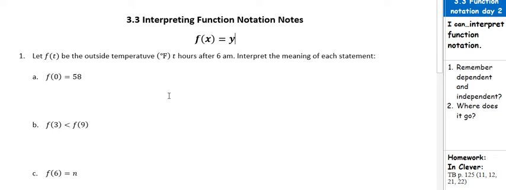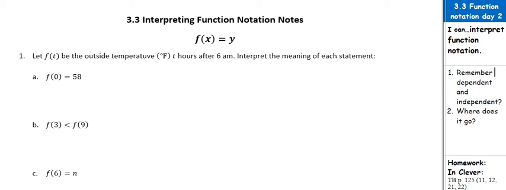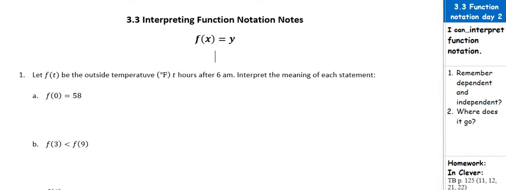Today we are talking about the second day of our function notation. So this is function notation day 2. In today's lesson, we are taking what we learned yesterday a little bit farther. So now we're actually going to connect in some of the things that we talked about previously.